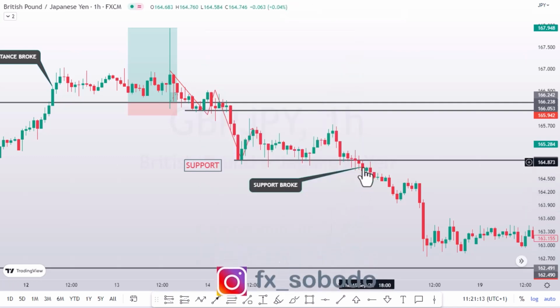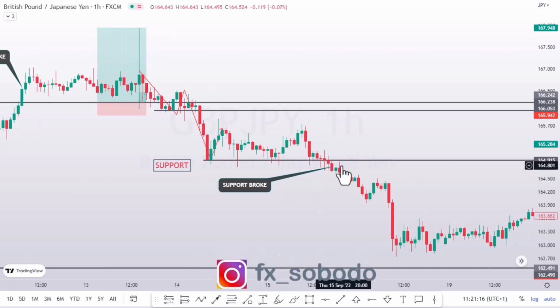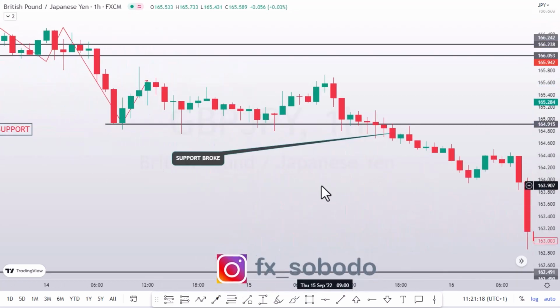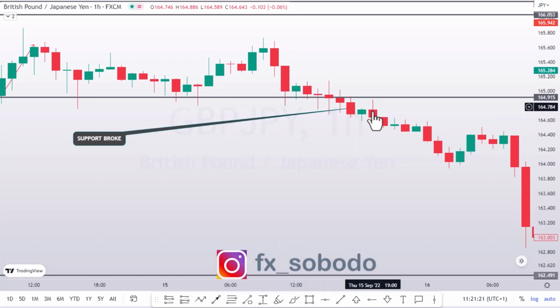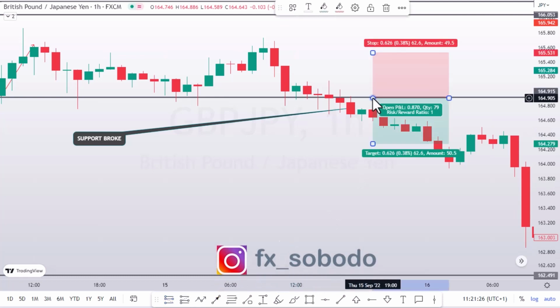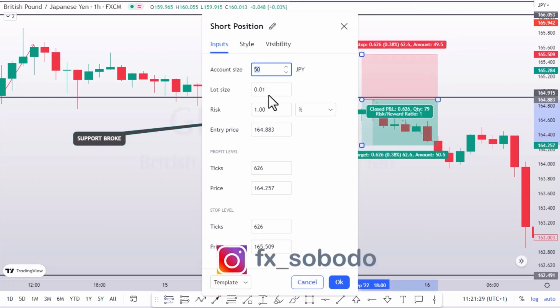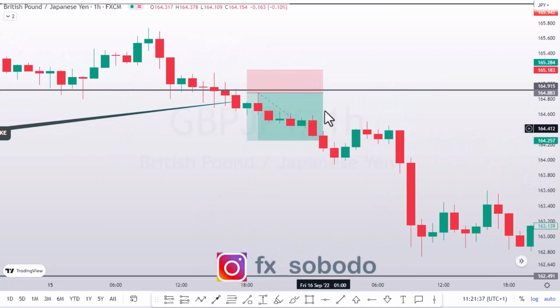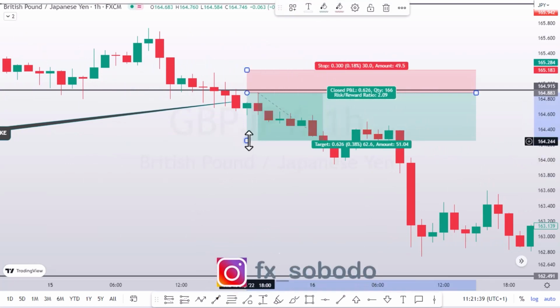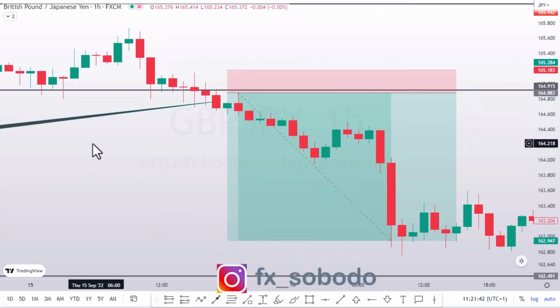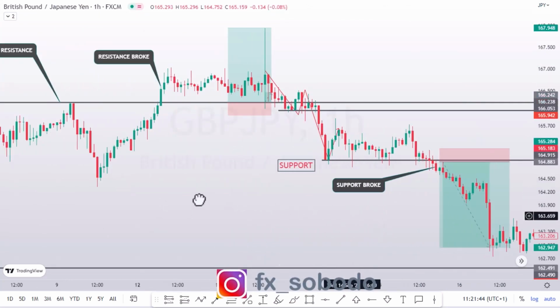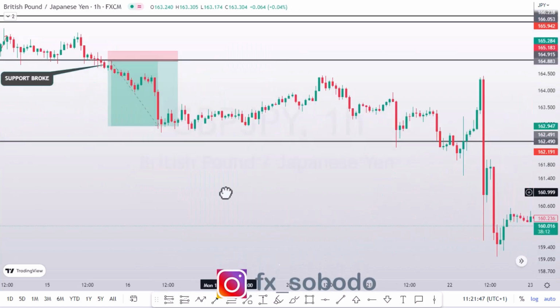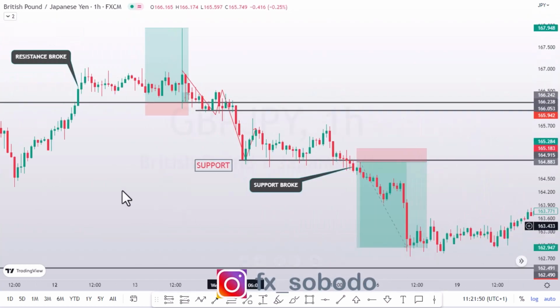Price broke below the support, and upon coming to retest, as you can see, this candle is where we would have anticipated the market and sold by risking 30 pips only. And what happened? The market then collapsed to the downside. This is how I trade my break and retest strategy, guys.